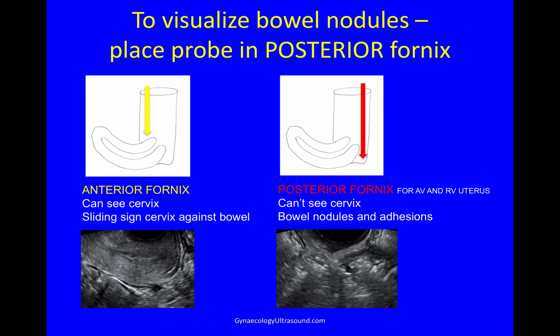So you can find bowel nodules particularly through the posterior fornix. We're used to looking through the anterior fornix because you can see the cervix, you can see the sliding sign of the cervix against bowel, but you'll struggle to see bowel nodules because they will be hidden by the cervix. Whereas if you put your probe in the posterior fornix for both an anteverted and a retroverted uterus, you can't see the cervix because you've pushed it that way, but you will be able to see bowel nodules and adhesions.